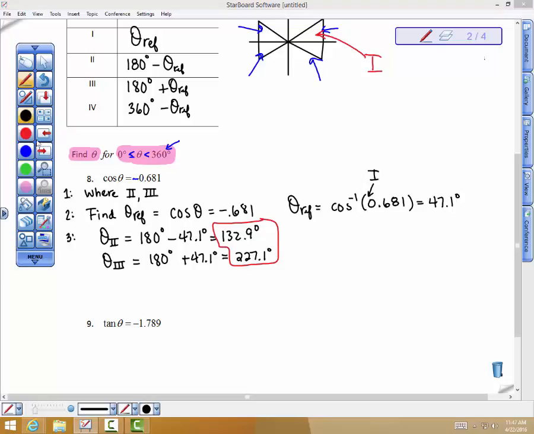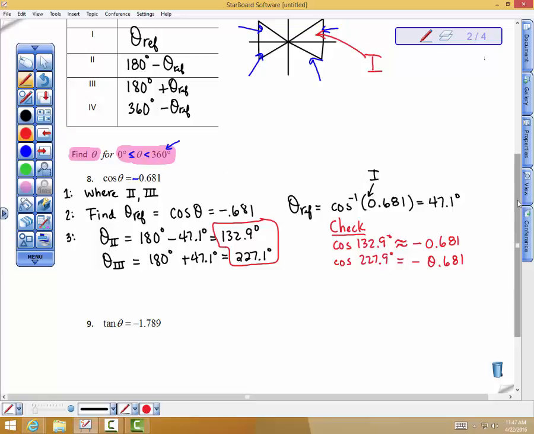I would check these answers by finding the cosine of 132.9 degrees and the cosine of 227.1 degrees and seeing that they are approximately equal to a negative 0.681. They're not going to be exact because we've done some rounding along the way, but I just want them to be approximately equal. The calculator could not have found both angles. If you had gone right at the start and done the inverse cosine of a negative 0.681, I believe it would have given you the 132 degrees. So again, it is not able to do both.